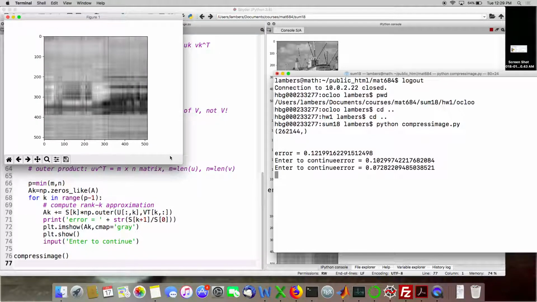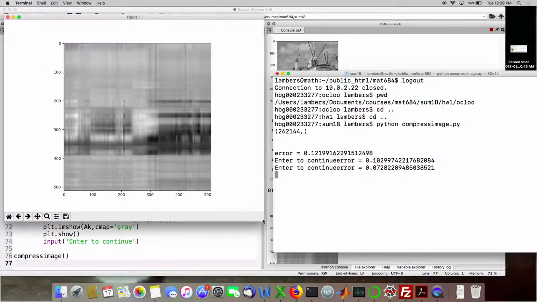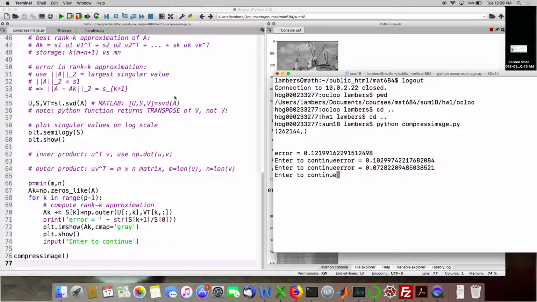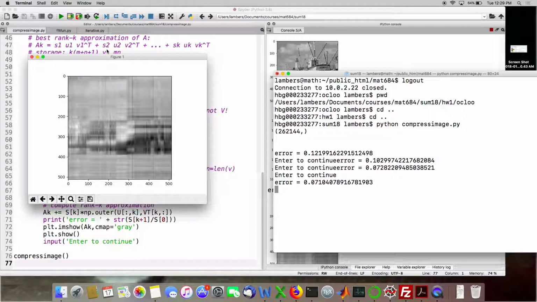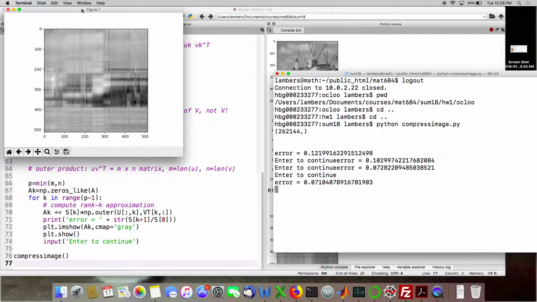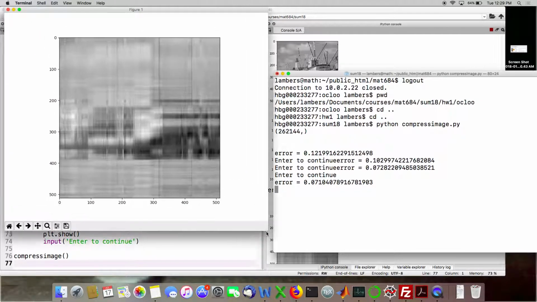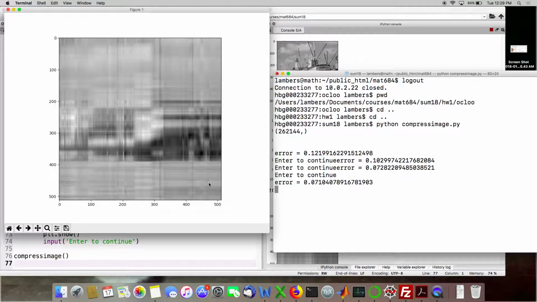Okay, so every time I close one, the next one's going to pop up. I'd like to get this down to around 1% error. So this is rank 3. That's strange how that time it required me to hit enter. Oh, I think because I had hit enter a few times before, and that was finally being taken into account.